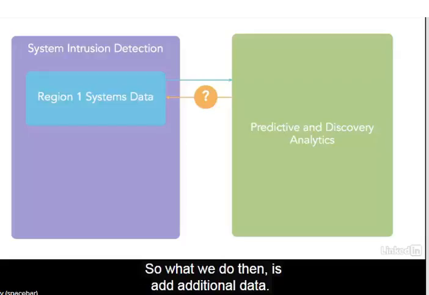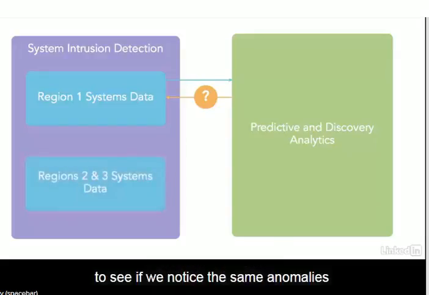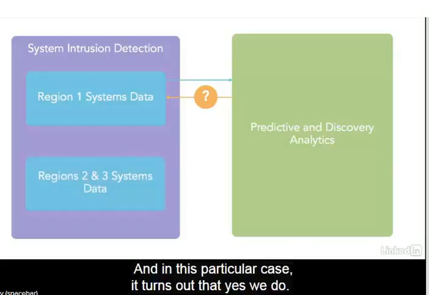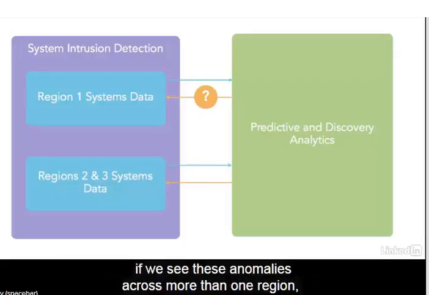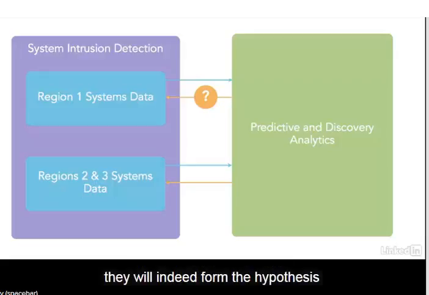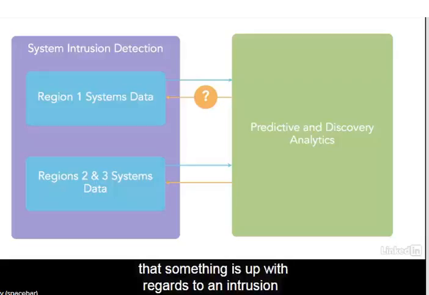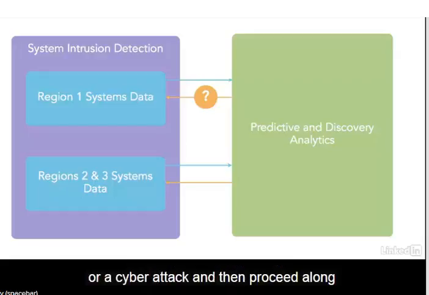So what we do then is add additional data. We take a look, in this case, at regions 2 and 3 to see if we notice the same anomalies that we saw in region 1. And in this particular case, it turns out that yes, we do. Now, the way our models are set up, if we see these anomalies across more than one region, they will indeed form the hypothesis that something is up with regards to an intrusion or a cyber attack, and then proceed along that course of action.